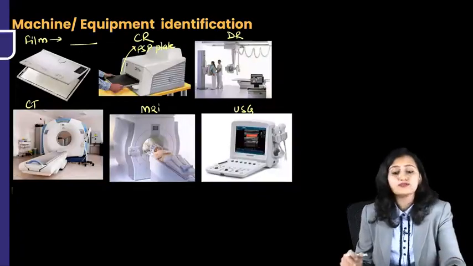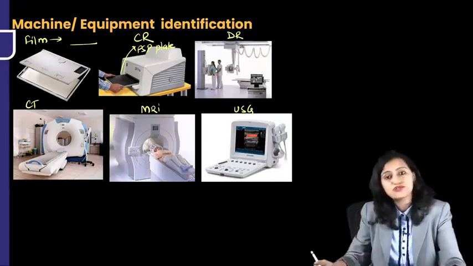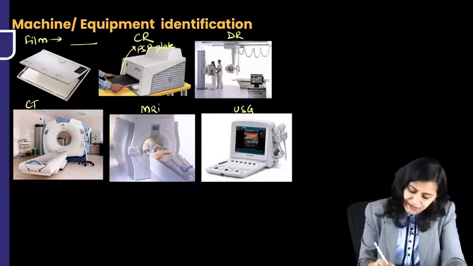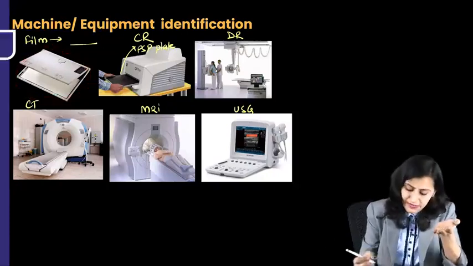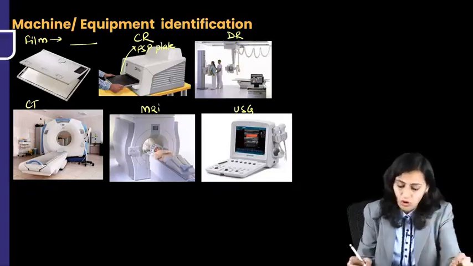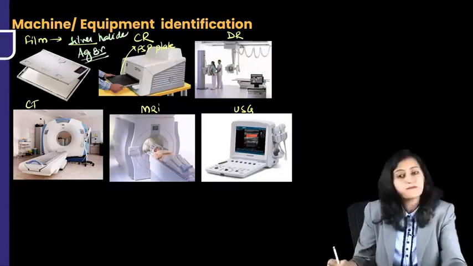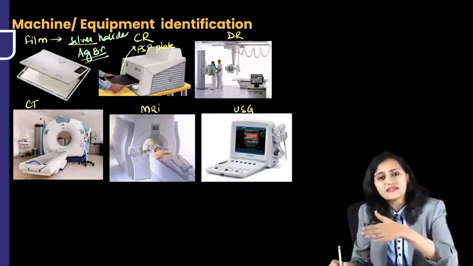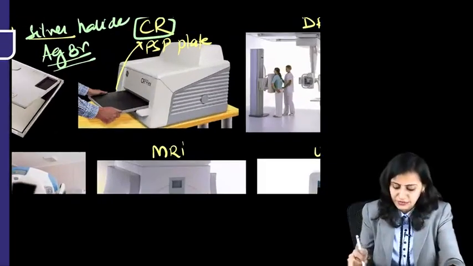Now coming to identifying the various machines and the equipments, even that can come as an image based question. So the first one that you see here is a cassette in which we put the X-ray film. So the first question here, what is the X-ray film? The active emulsion made up of? It is made up of silver halide. Which is the maximum silver halide there? It is silver bromide. An advance over conventional radiography is this CR, that is computed radiography.